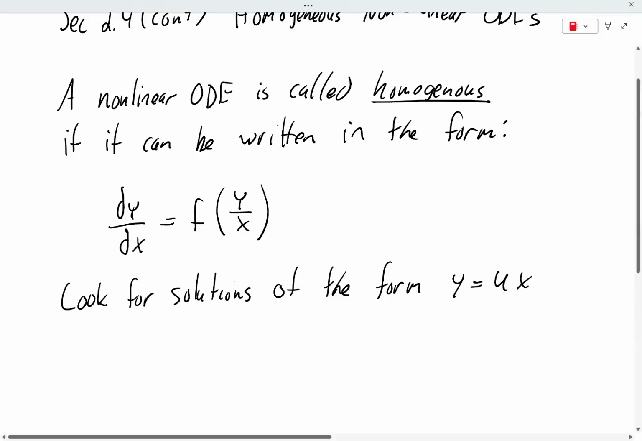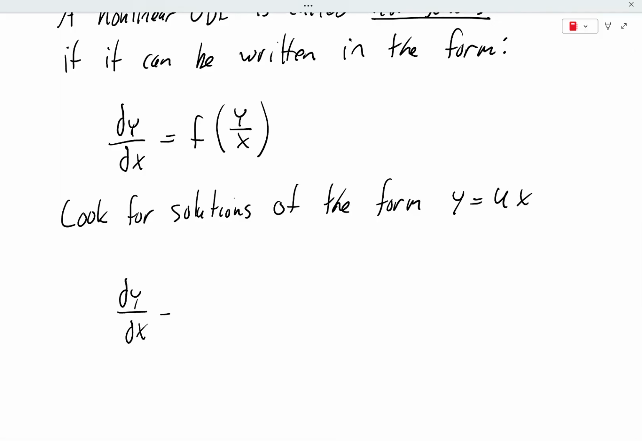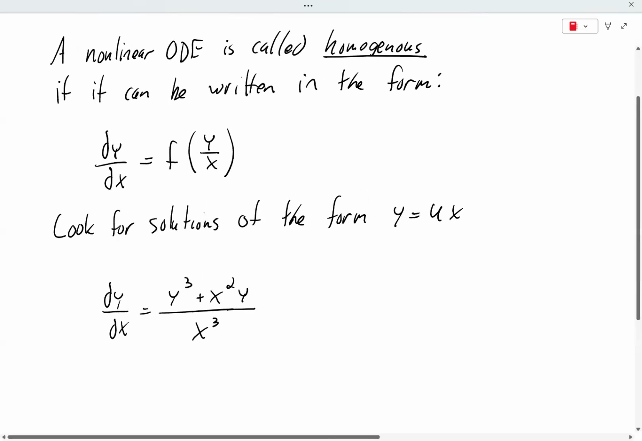Okay, so let's just try out an example here. It's actually not too bad. So, example: let's say we have dy/dx equals (y cubed plus x squared y) over x cubed, like this. Look for solutions for this one then. First thing, we're trying to use this idea: is there a way we can take this right side and write it as a ratio of y over x?